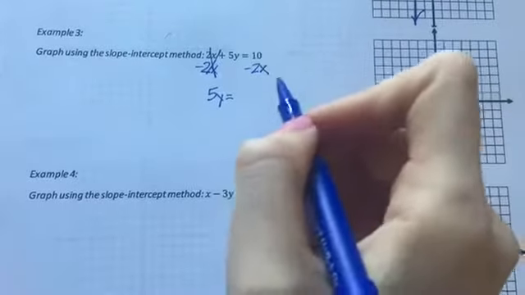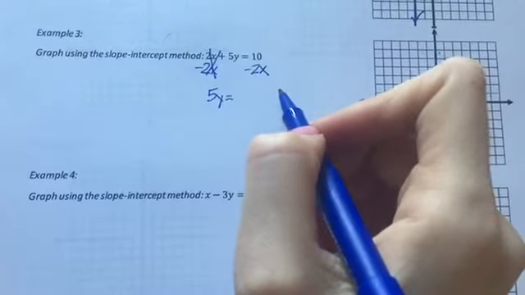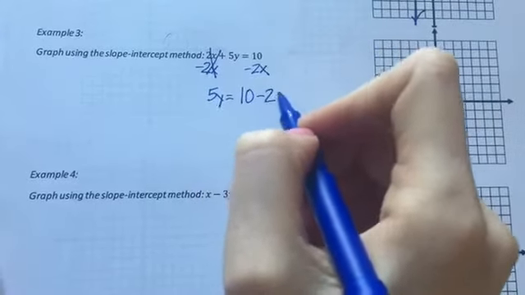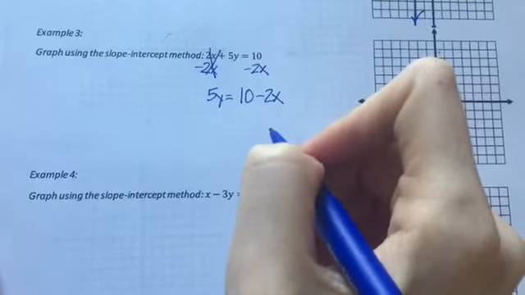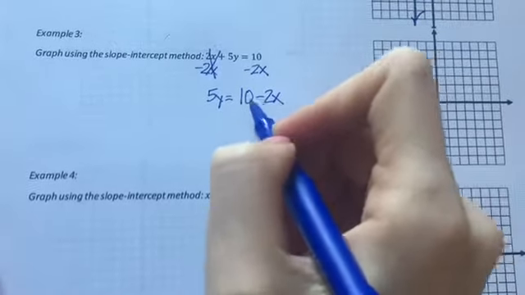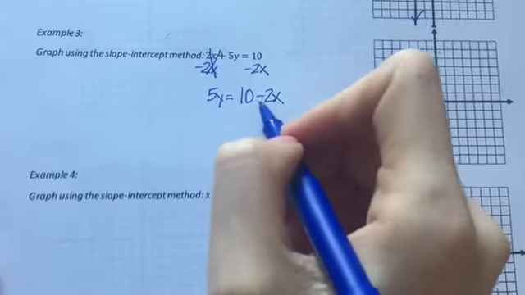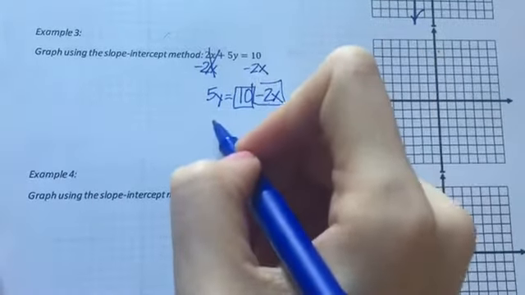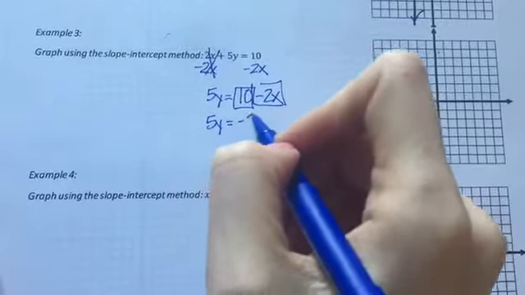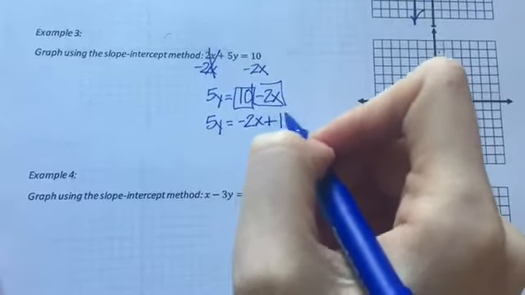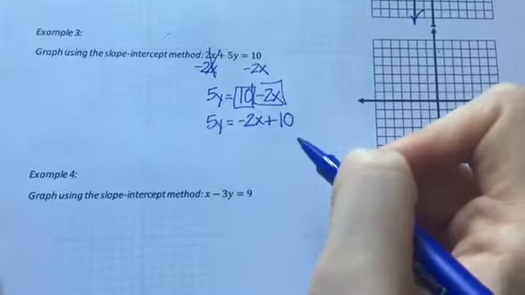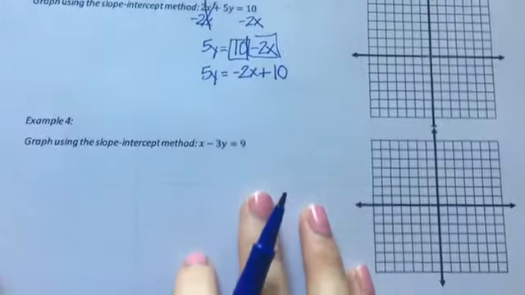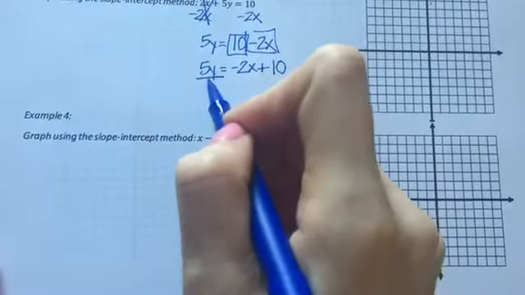So we are going to write these. Now, we could do 10 minus 2x. That would be fine. But since we like it in our specific order that we usually have for slope-intercept form, we're going to switch these around. Now, be careful. Remember, this is negative 2x, and this is positive 10. So it's going to be 5y equals negative 2x plus 10. Now, we are going to divide both sides by 5.